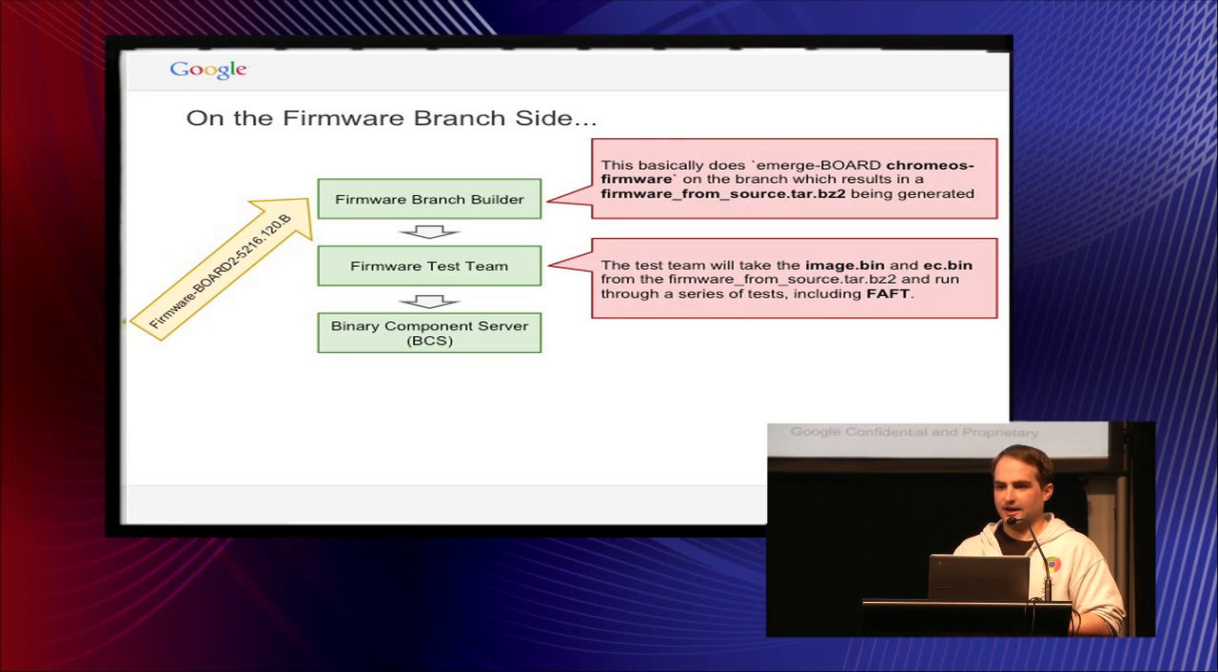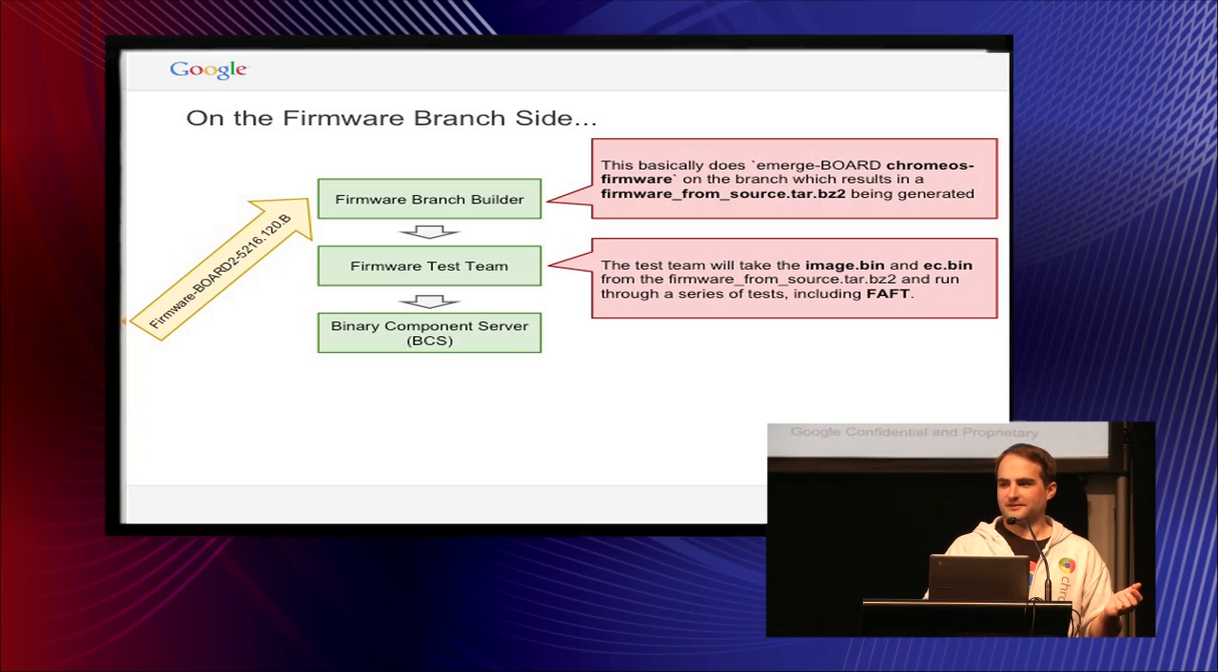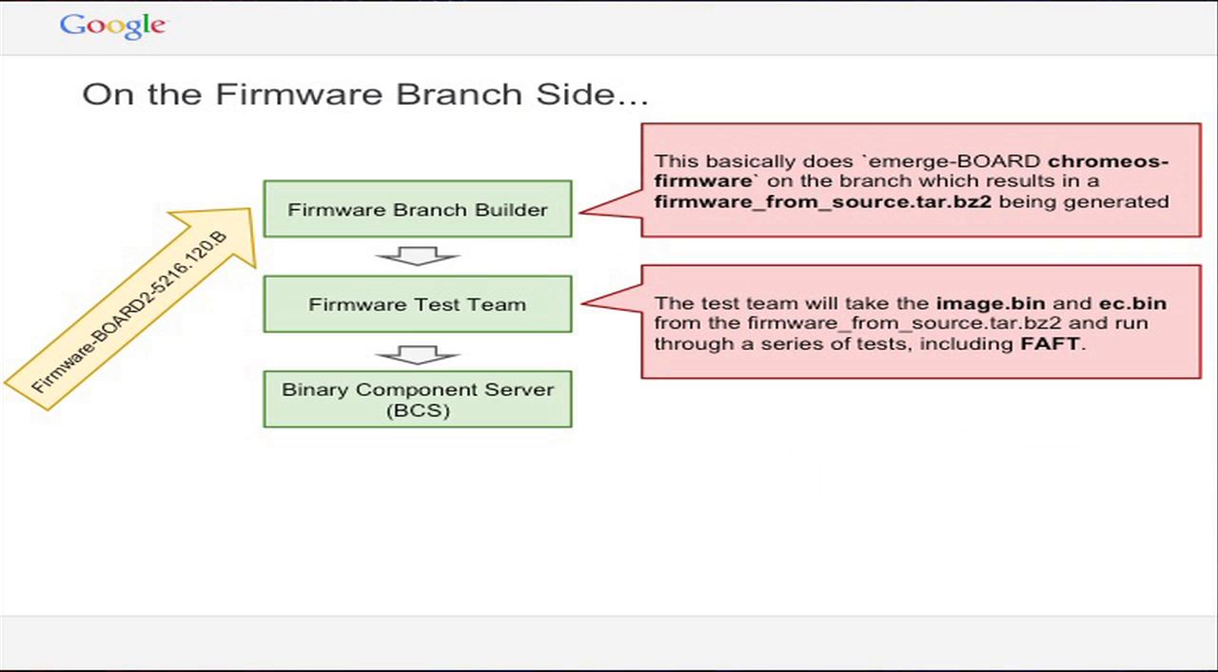So after we get the firmware out of the firmware branch builder, we want to make sure that the firmware is good, right? We don't want to send out a firmware that's going to go and, say, brick a machine, especially when we're sending auto updates to thousands and thousands of units potentially after we go to production. So the test team will take these images and run them through a variety of tests to make sure they pass muster, including FAFT, which we'll talk about in a little bit, fully automated firmware testing.